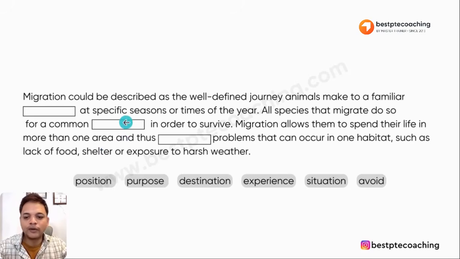So noun for a common what? Purpose, position, experience, situation, avoid. What is it? For a common purpose. In order to survive is there. So the purpose is to survive basically, right? So for a common purpose, right? Purpose.